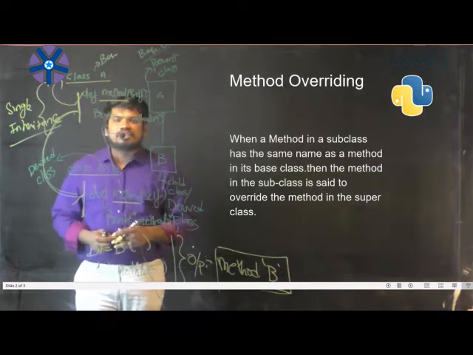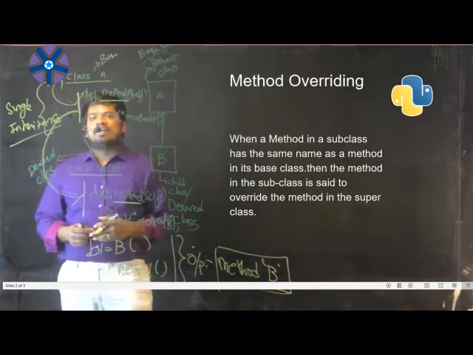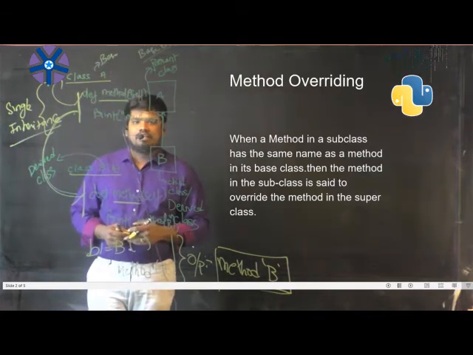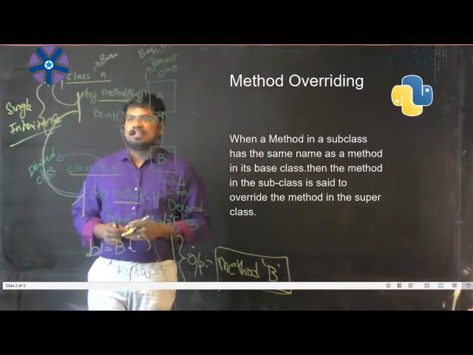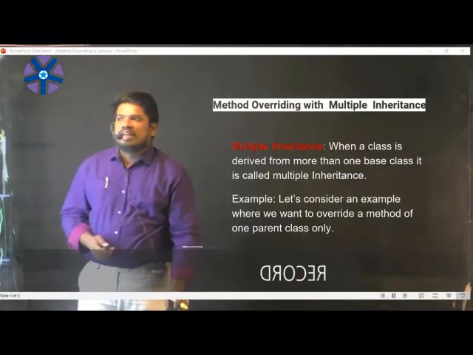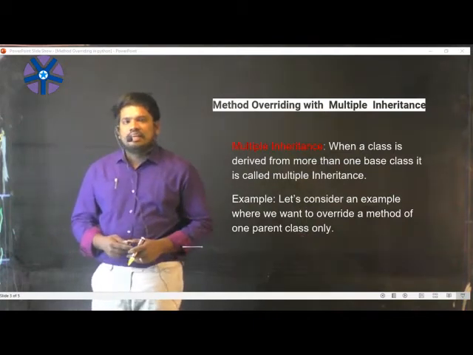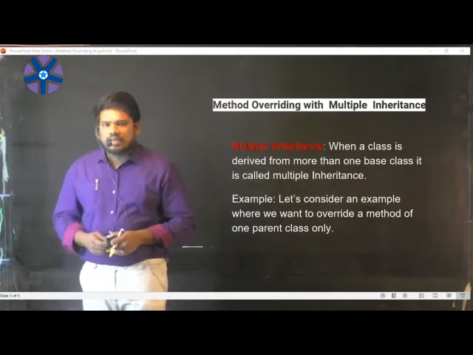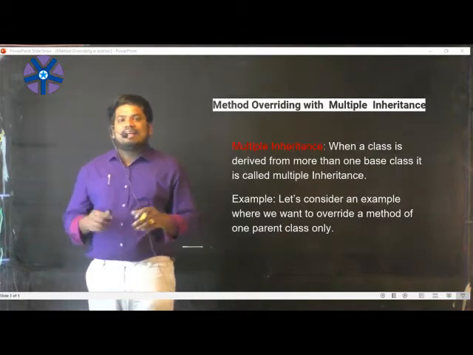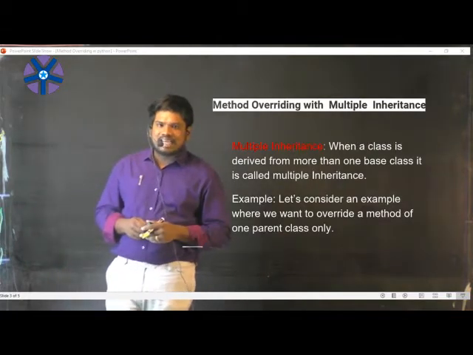This concept is known as method overriding in Python. I hope this is clear for you. Now we will understand how multiple inheritance will work along with method overriding in Python. So observe carefully. Here I'll illustrate with a small example.